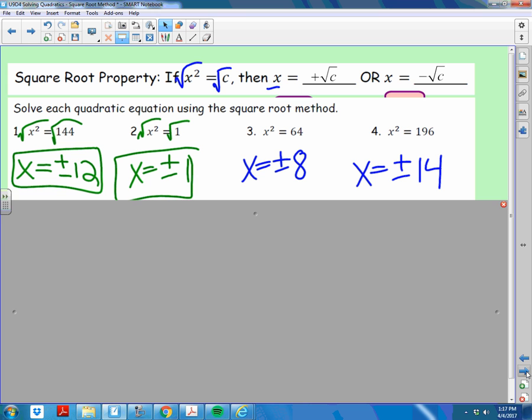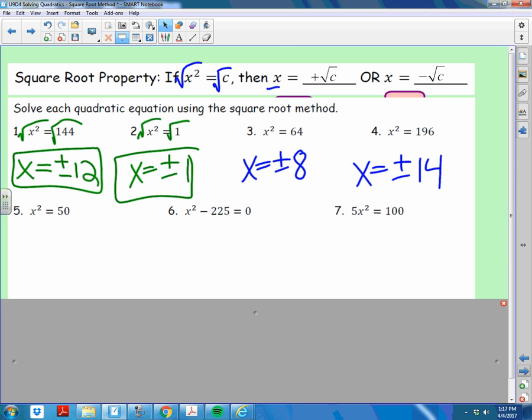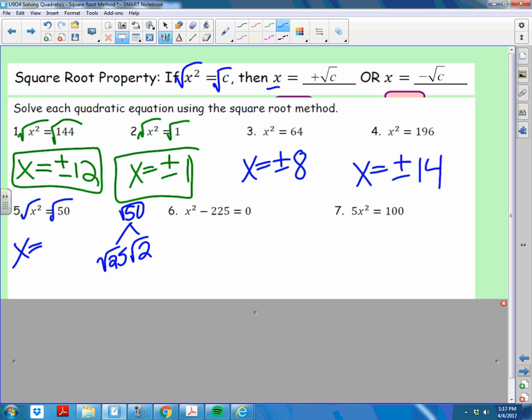Okay, so let's get into something a little bit more complicated. On number 5, we take the square root of both sides. So we end up with x equals, what is the square root of 50? It's an irrational root, so we have to do that thing. So the square root of 50 breaks down into the square root of 25 times the square root of 2. The square root of 25, positive or negative 5 root 2. Positive or negative 5 times the square root of 2.